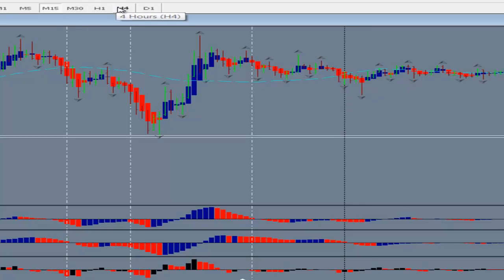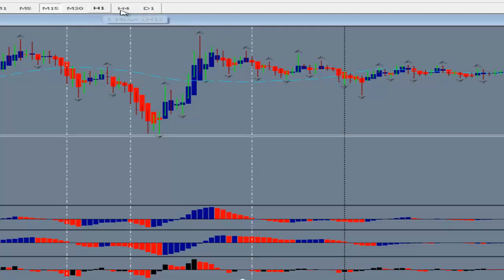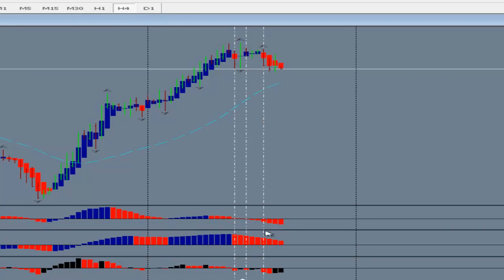Let's go back and look at the 4 hour on the center of those 3 bars. See, it was below. It wasn't quite below there, and it wasn't a 4 bar. This other one was a 4 bar. That's what made it more powerful.